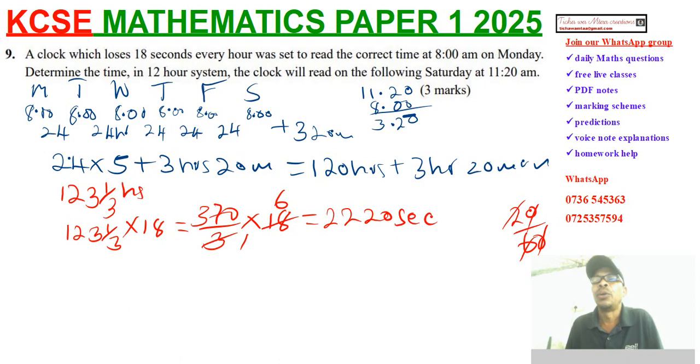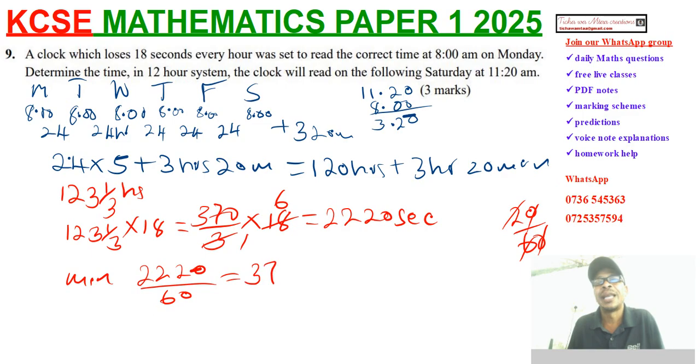So these are seconds. How many minutes are those? One minute is made up of 60 seconds, so you divide by 60, and when you use your calculator, you get 37 minutes. Meaning from Monday 8 a.m. to Saturday 11:20 a.m., that clock had lost 37 minutes.